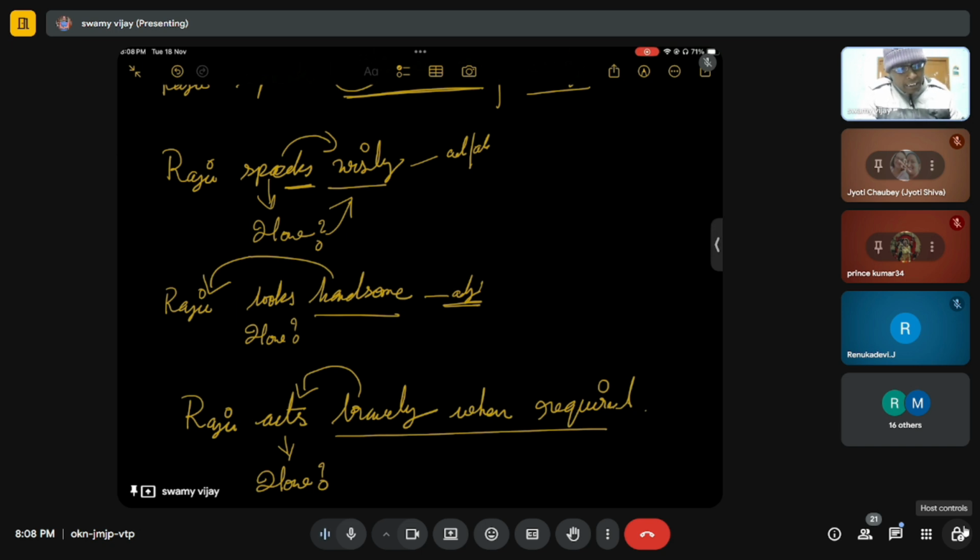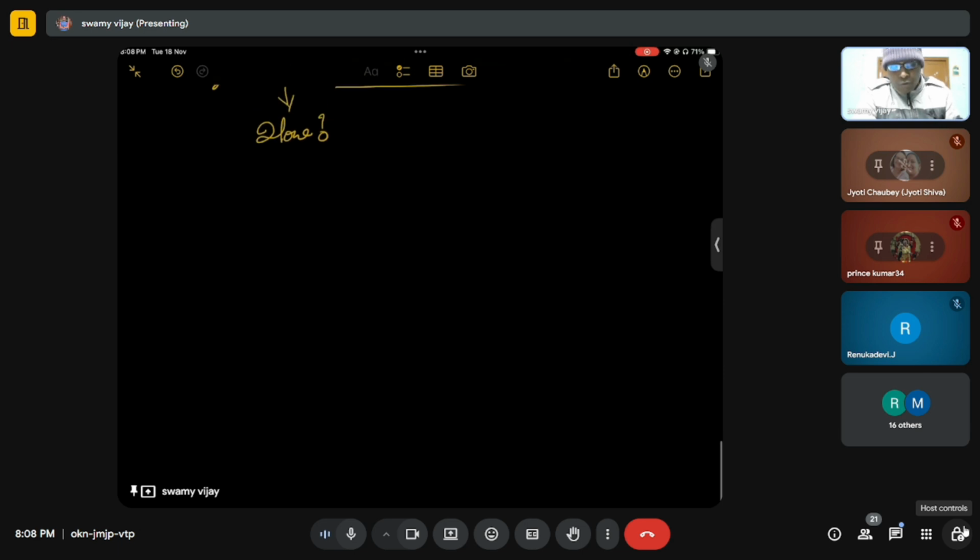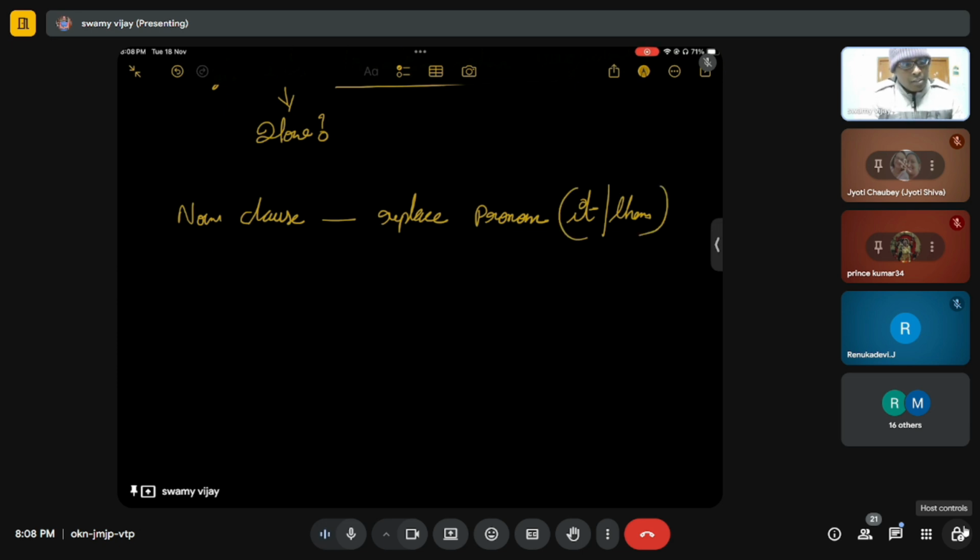One more technique: if you want to find out whether it is a noun clause or not, you have to replace the entire clause with a pronoun. You can use it or them. You replace the entire noun clause with the pronoun it or them, and if it is properly replaced without changing the original meaning, then that is a noun clause.